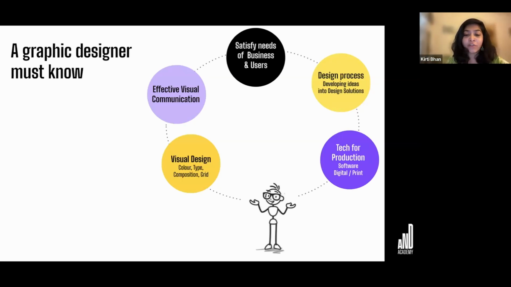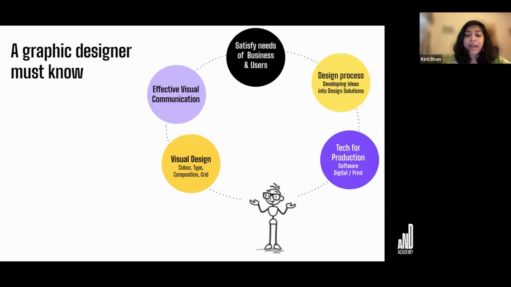It's the result of a structured process, from brainstorming and idea generation to refining and developing those ideas into final design solutions. Following a process is key to achieving these effective outcomes. Without the process, everything will not come together and be effective. Then moving towards the final one, which is tech for production, which is proficiency in the relevant production software. It is also an essential part.